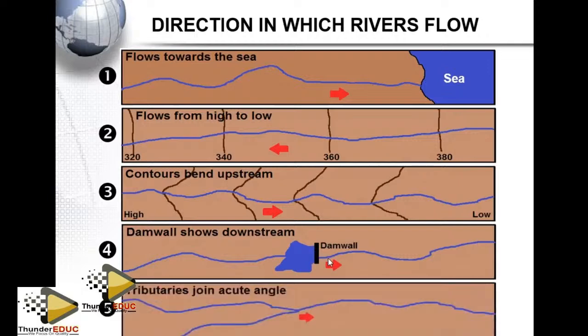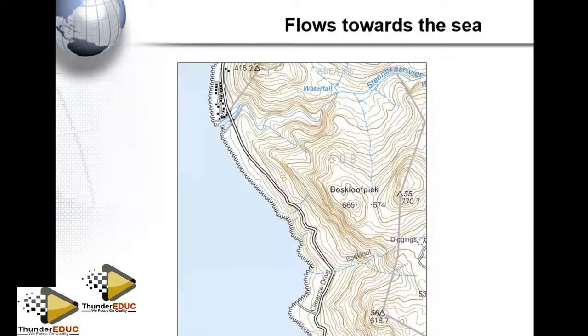Okay, number 4 is the angle at which tributaries are joining the main river. Tributaries join the main river at acute angles, less than 60 degrees. You can see here, like this, it forms this V. That means this river is going in that direction. So the moment you see the streams joining at this acute angle, that is how to understand the direction of the river.